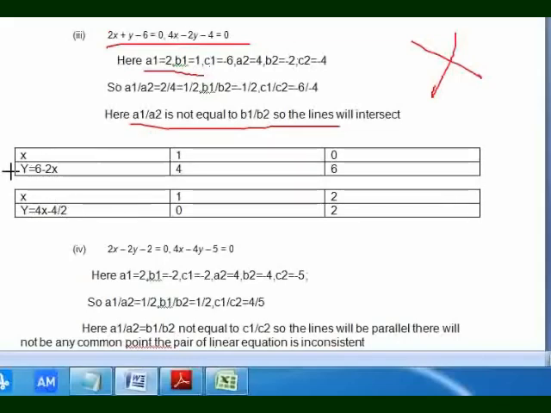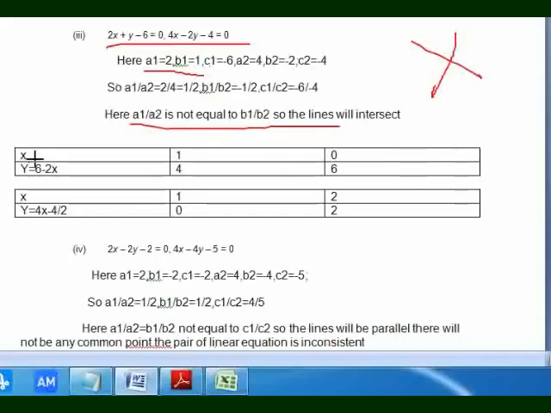So here y plus 2x is equal to 6. So we are shifting this 2x to the right hand side to get the value of y in terms of x. So y is equal to 6 minus 2x. Okay, so put the value of x as 1. So 6 minus 2 into 1, that is 4.